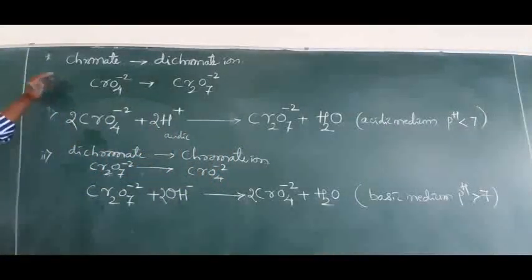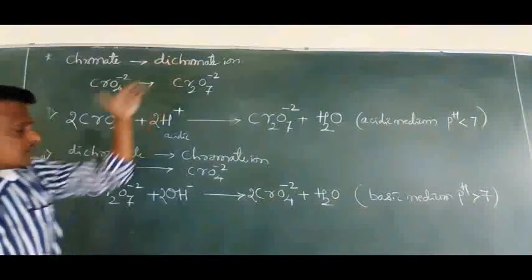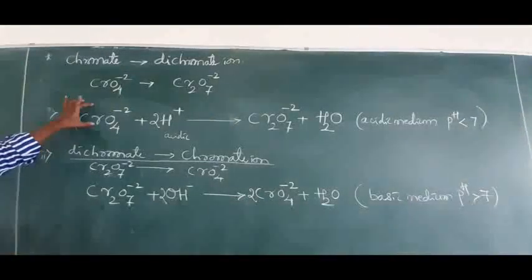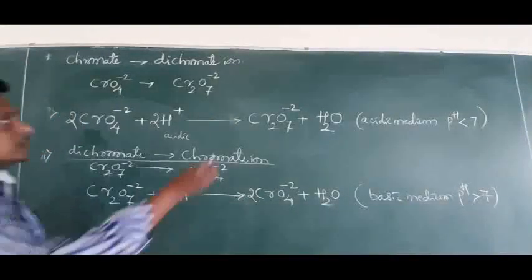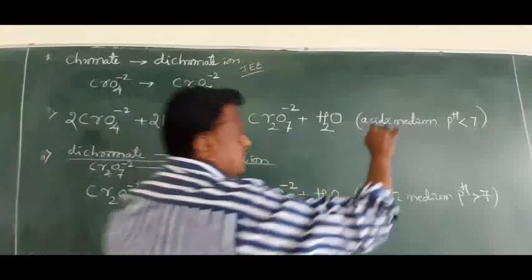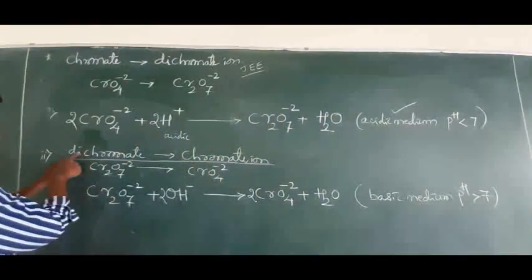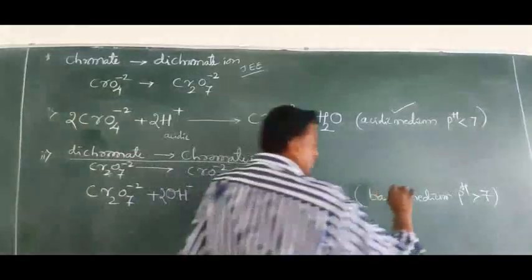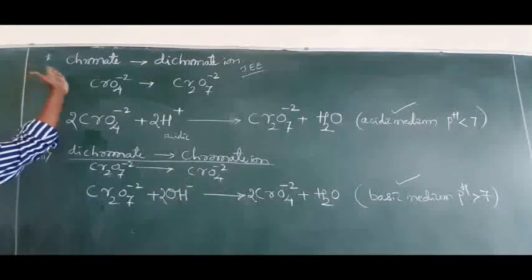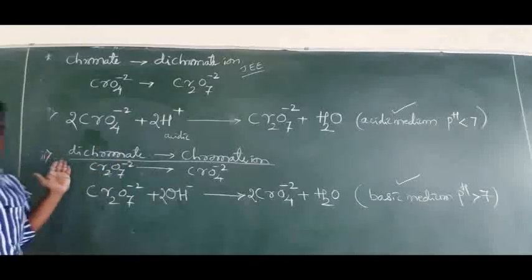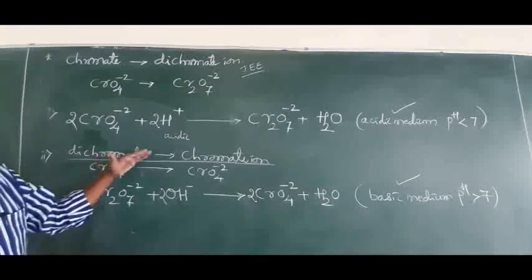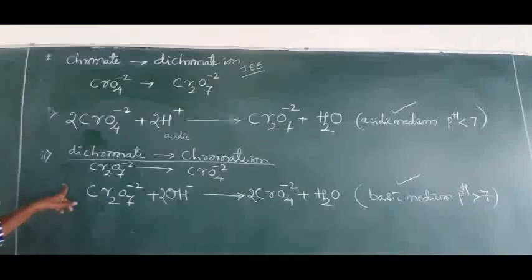So it's a very simple conversion of chromate to dichromate ions, or dichromate to chromate ions, in acidic medium and basic medium. It's a very simple JEE question. The conversion of chromate to dichromate is in acidic medium, and the conversion of dichromate to chromate is in basic medium. This is a simple chemical behavior of conversion of chromate to dichromate or dichromate to chromate ion. So this is very simple, and next we continue with the oxidation property of the dichromates.